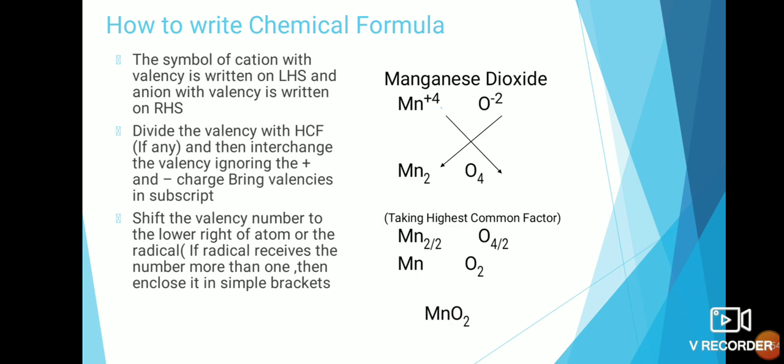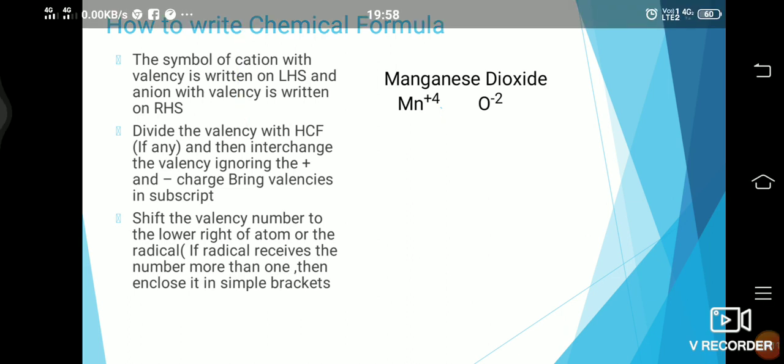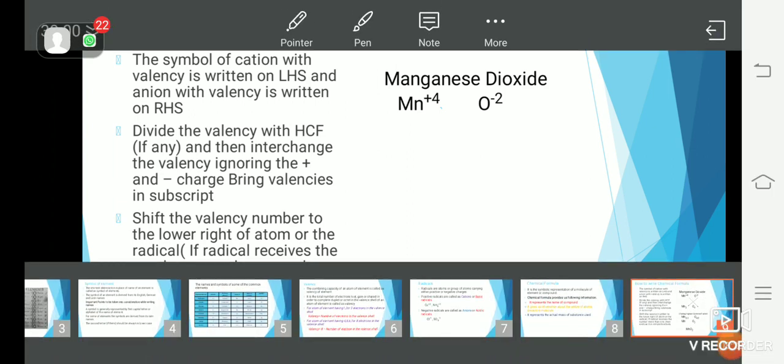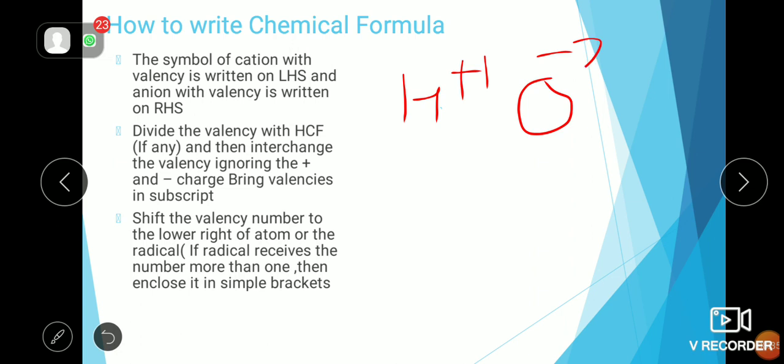Now let's take some common example so that we can understand how to find out the chemical formula of a compound. Now let's start with the example of water. In case of water, what happens is you have H2O. Now we know that hydrogen has valency plus 1 and oxygen has valency minus 2. If you can remember, hydrogen has valency plus 1 and oxygen has valency minus 2.